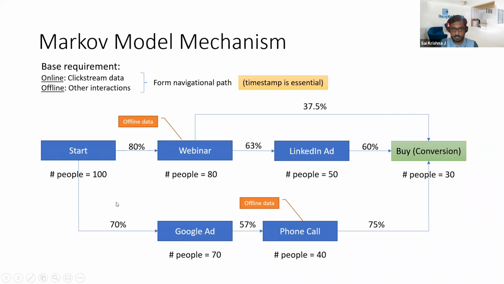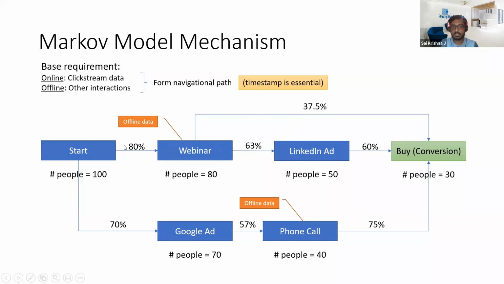And out of these 100 people, let's say 70 people clicked on the Google ad, and out of the 70, 40 made a phone call to the company, got some details and so on. And then out of these 40, 30 people finally purchased the product. Now, you see these percentage numbers. How we are calculating is basically the number of people in a stage S divided by the number of people in the preceding stage.